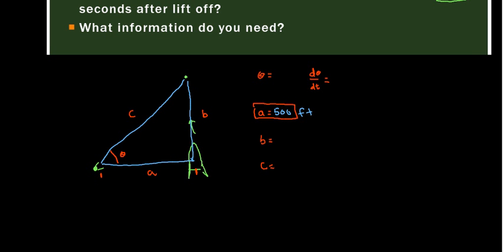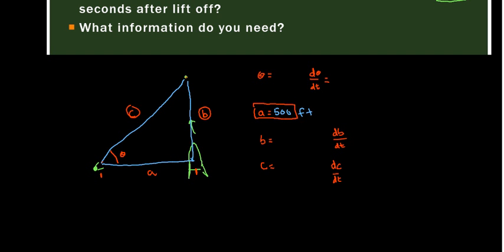Alright. And then let's see, what about letter B? B is the height of the rocket, so that one definitely changes. So we're going to have a dB dt. Then what about C? C is the distance from the camera to where the rocket is at any given time. That one also definitely changes. Okay, so we've got 4 variables here. 3 of them are changing. We still don't have an equation to work with. So we've got to think.